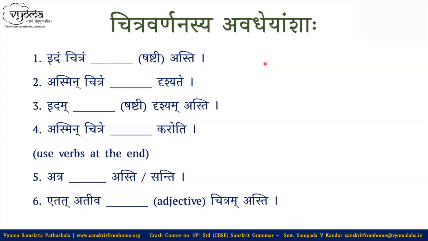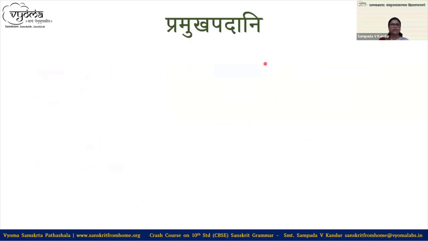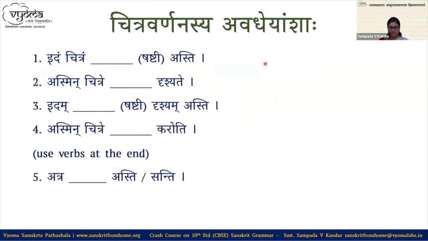Okay, ma'am. Can you use sentence number 4? Asmin chitre, this bhagini agrajasya haste rakshasutram karoti. Rakshasutram bandhati and rakshabandhanam karoti. Right? Okay, ma'am. Now use some other sentence in this.